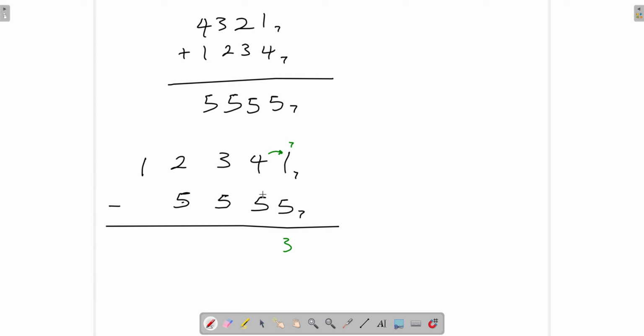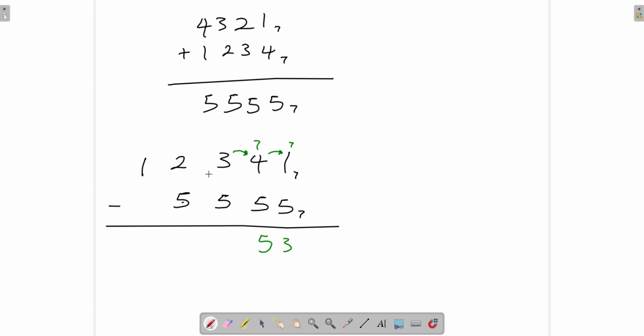We can obviously not subtract 5 from 4, so we have to borrow 1, which is actually 7 too. So 7 plus 4 is 11. 11 minus the one we borrowed. This arrow indicates that we borrowed something. 7 plus 4 is 11, minus 1, that's 10. Minus 5, that's 5.